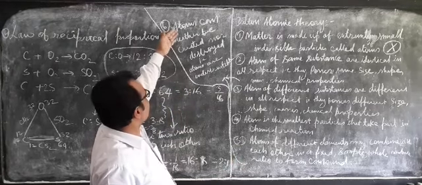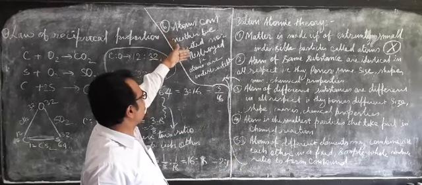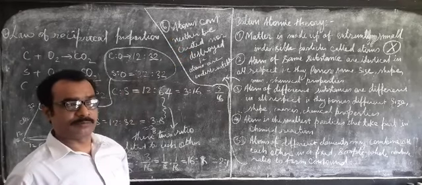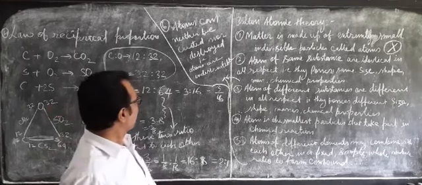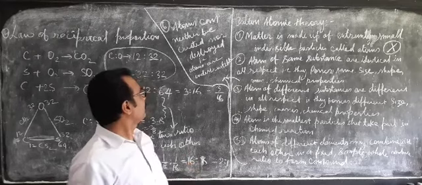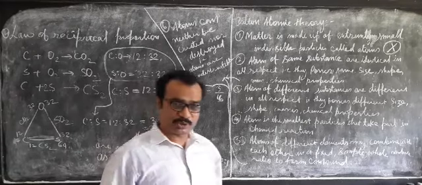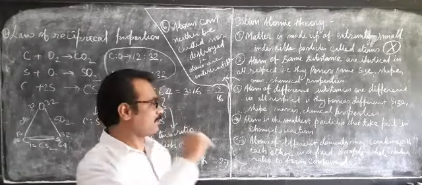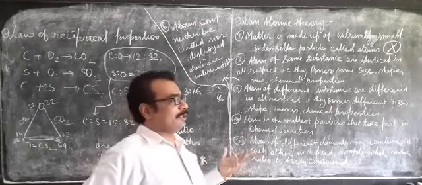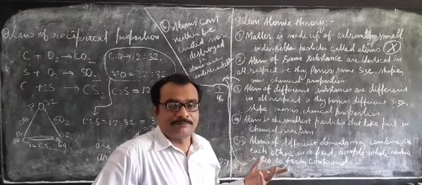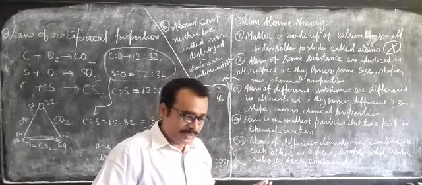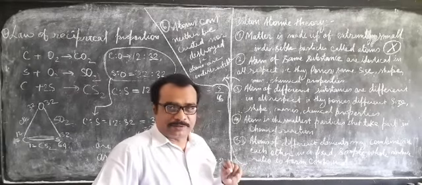Now the last one is, atoms can neither be created nor be destroyed. That means atoms are indestructible. We cannot break the atom, we cannot destroy it. The fact is that even today we are not able to create any atoms, and we are not able to destroy any atoms. So atoms can neither be created nor be destroyed.